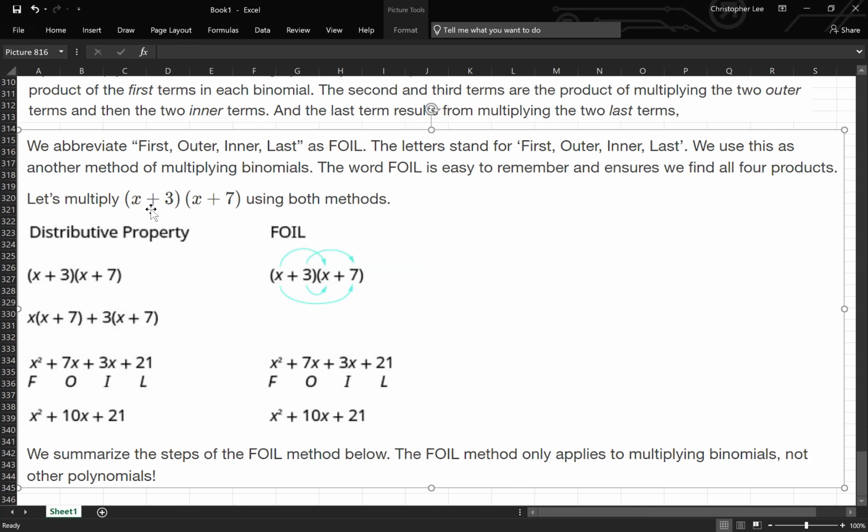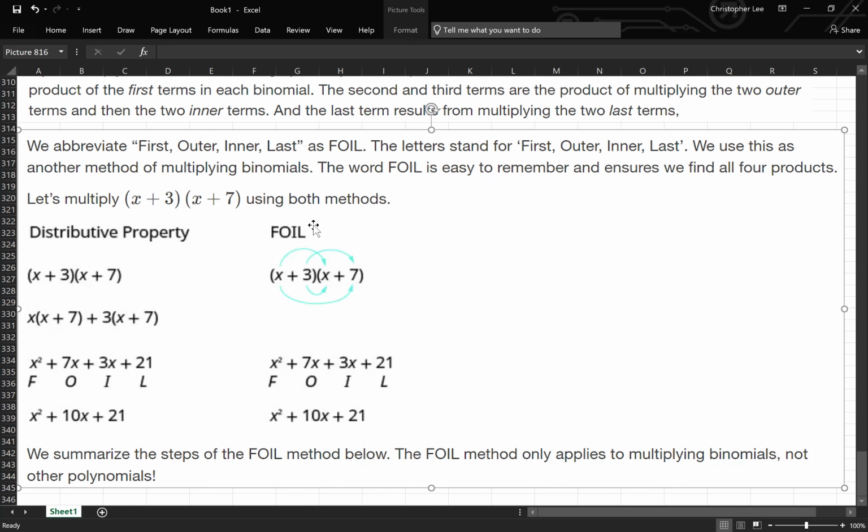Let's multiply x plus 3 times x plus 7 using both methods. So for the distributive property, I would take the x plus 3 times x plus 7. I would split the x plus 3 apart, right? And multiply the x plus 7 times each part. So this would be x times x plus 7 plus 3 times x plus 7, right? Distribute those, combine like terms, boom, I get the answer.